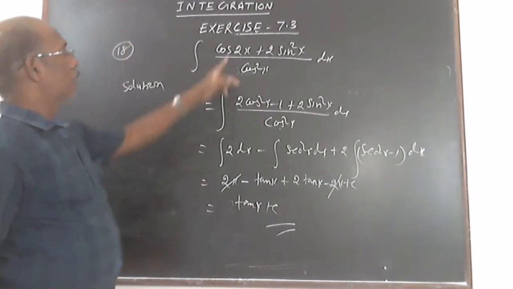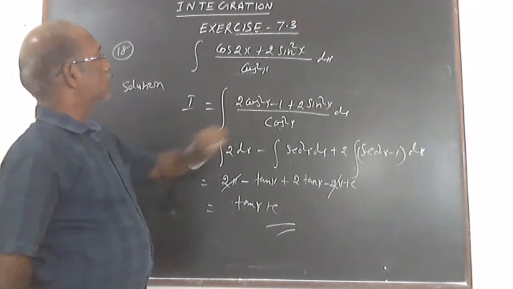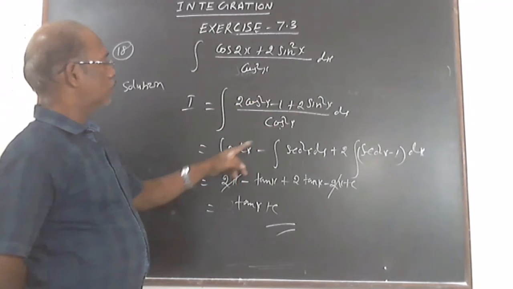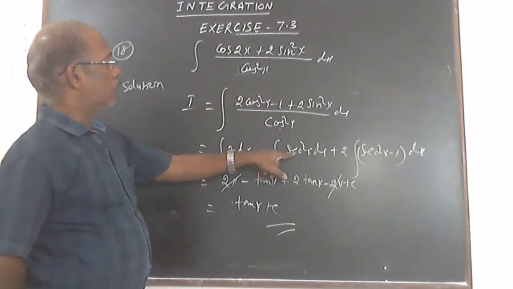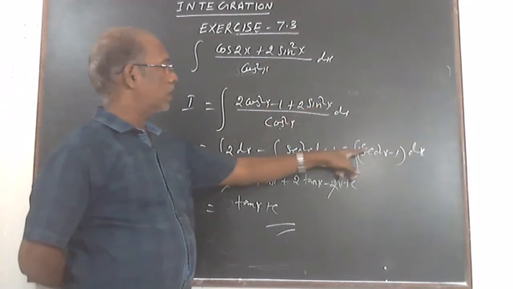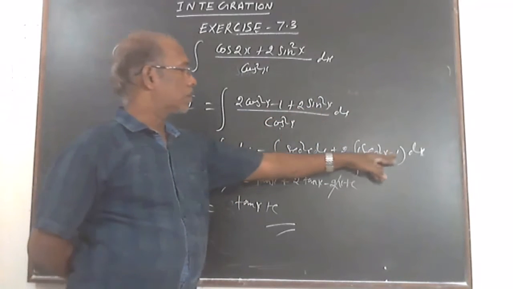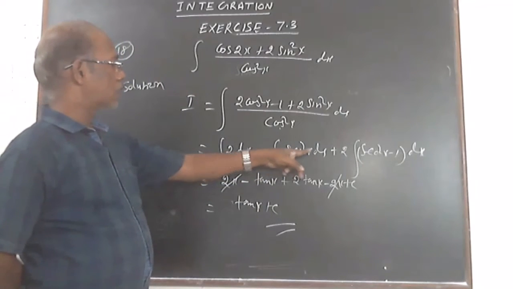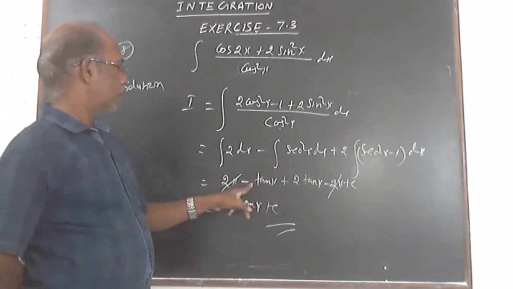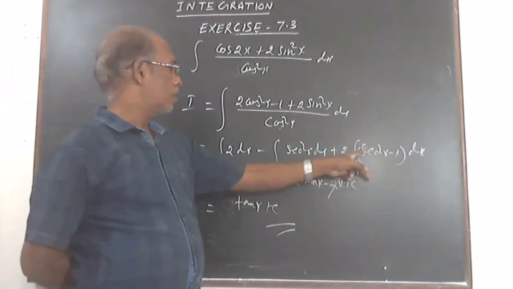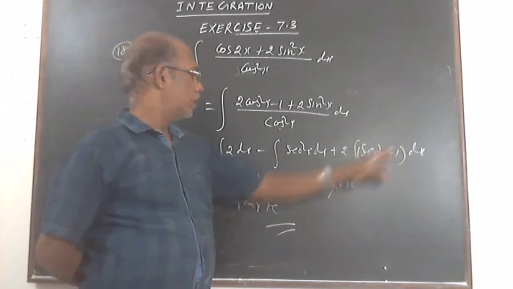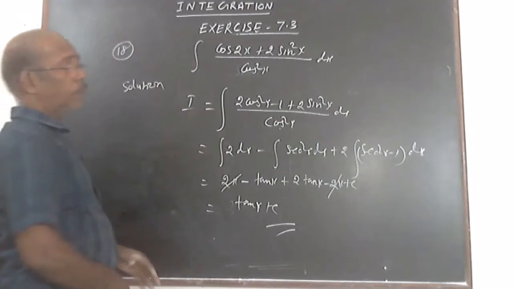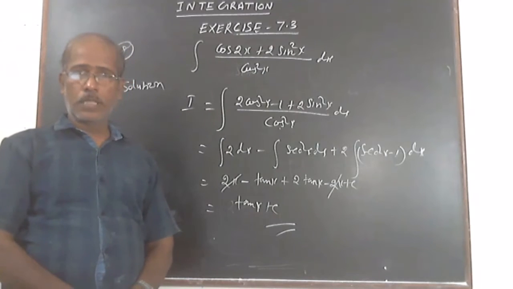We'll check once again. cos 2x is 2 cos square x minus 1, and 2 sin square x. 2 cos square x by cos square x is 2, minus 1 by cos square x is secant square x, and 2 sin square x by cos square x is 2 tan square x, where tan square x is secant square x minus 1. Correct? And the integral of 2 is 2x, the integral of secant square is tan x, minus tan x. This is tan x plus 2 tan x minus 2x. Here the minus 2x and plus 2x cancel, so this is correct. Copy it. We'll go to the next question.